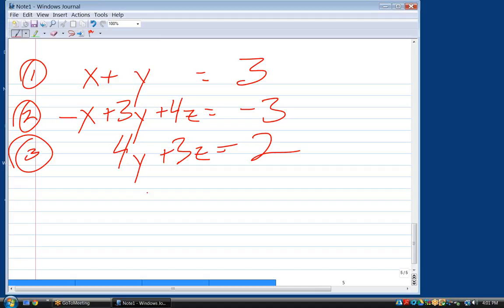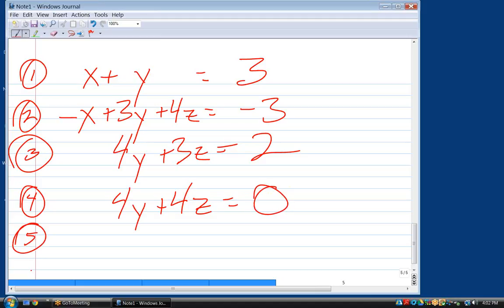Well, this equation, I can eliminate x real easily by adding equations 1 and 2. So what's my equation 4? So could you add equation 1 to equation 2? Okay, so that'd just be 0 plus 4y plus 4z equals 0. Okay, there's my equation 4, no x. So now I want an equation 5, and normally I would manipulate equations 2 and 3 to eliminate x.